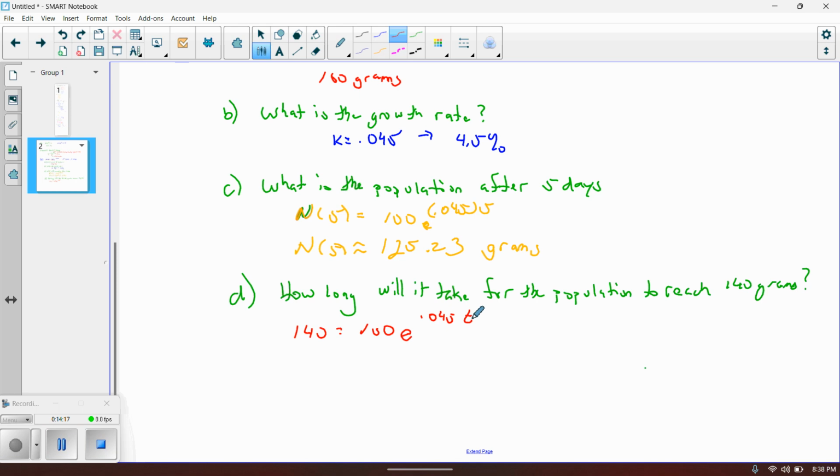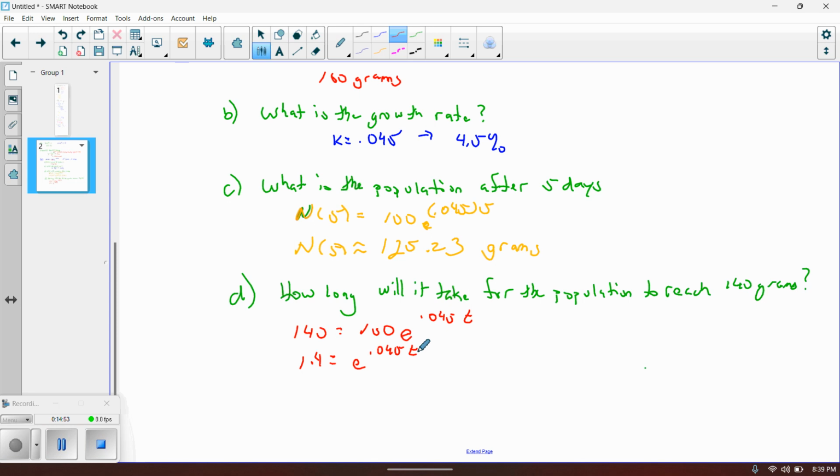0.045 times t. All right, so now in order to solve this, we're going to solve it algebraically first. And here's how we do it. You have to isolate the exponential first, since the t is in the exponent. So we're going to divide both sides by 100. Dividing both sides by 100 is going to give us 1.4 equals e to the 0.045 times t.